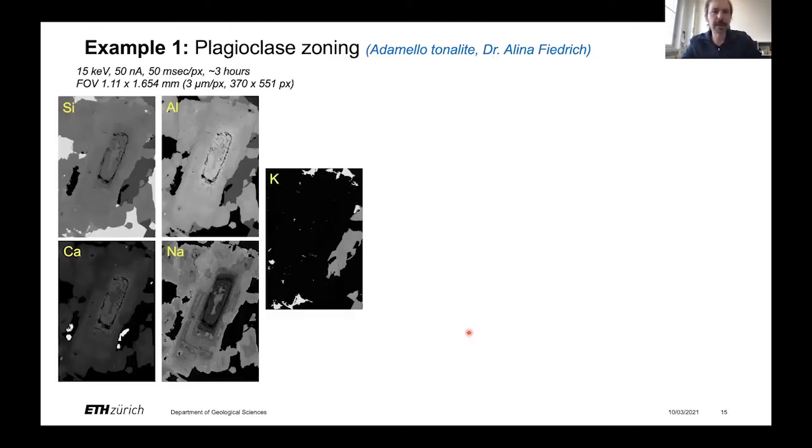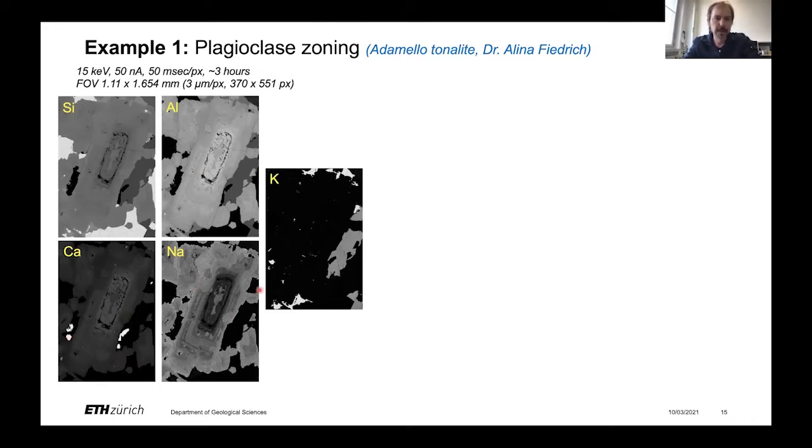We have here this beautiful plagioclase I showed you in the entry slide. This comes from the Adamello tonalite, thanks to Dr. Friedrich for giving me this sample. And you can see here that we have the raw maps as they come out after just the mapping. So these are just maps of counts. And you can see, for instance, on the calcium map, it's kind of hard to see the zoning because we have, unfortunately, a bunch of apatite that has an extremely high signal.